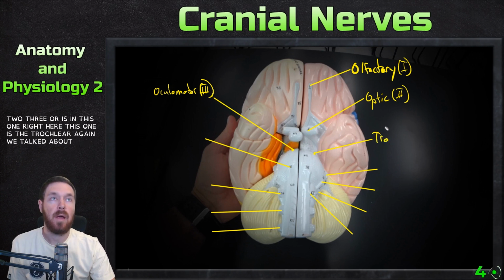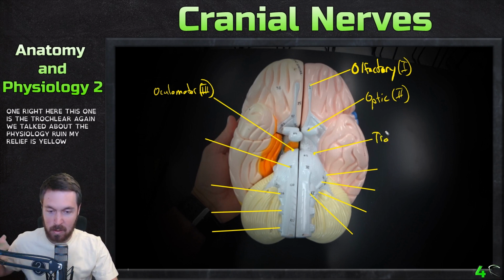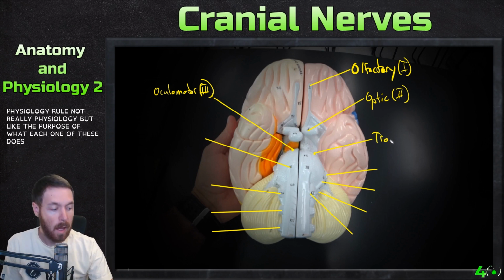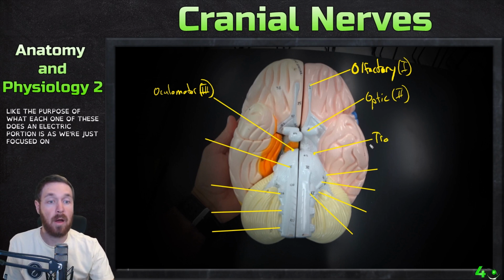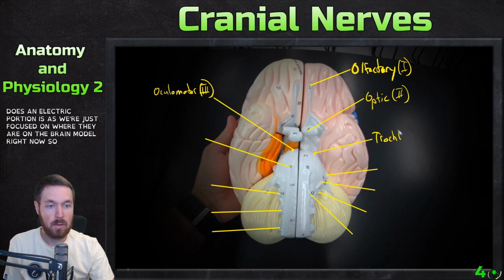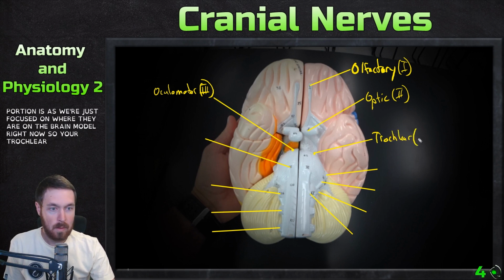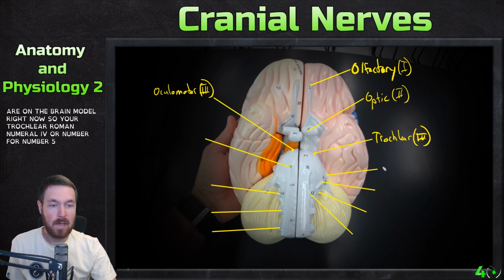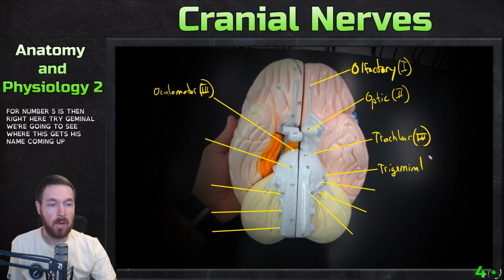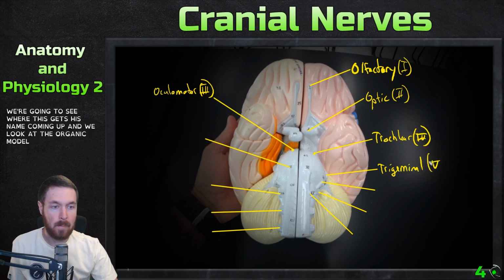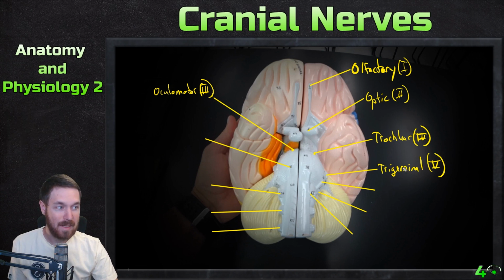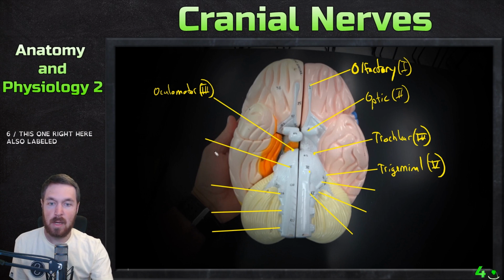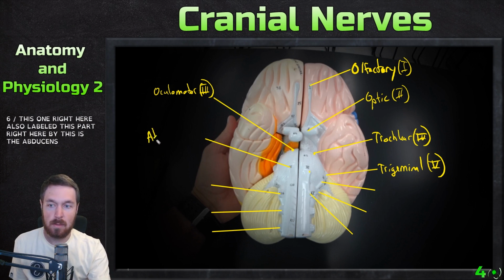Again, we talked about the physiology, well, not really physiology, but the purpose of what each one of these does, in the lecture portion. We're just focused on where they are on the brain model right now. So here, trochlear, Roman numeral IV, or number 4. Number 5 is then right here, trigeminal. We're going to see where this gets its name coming up when we look at the Organon model. And then 6 over this one right here, also labeled this part right here. This is the abducens.